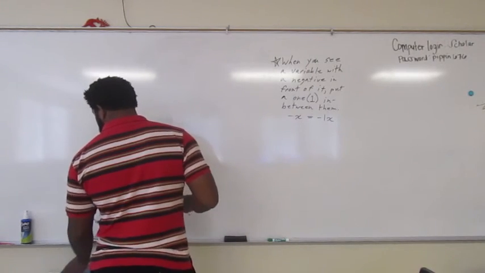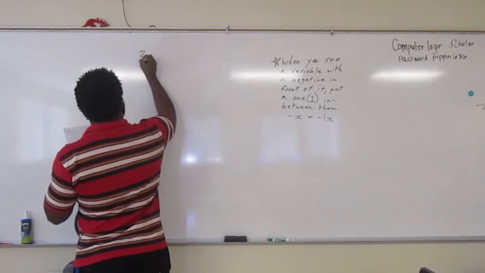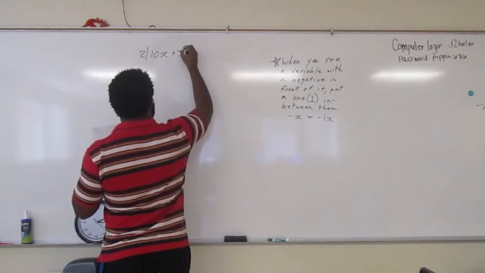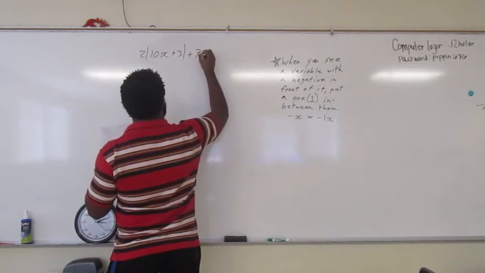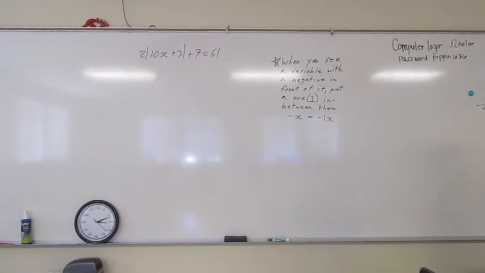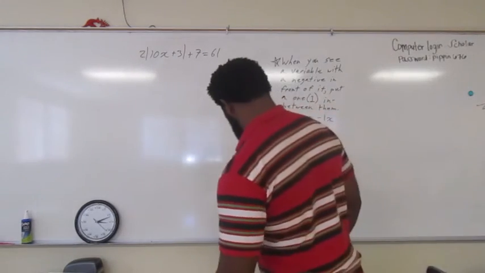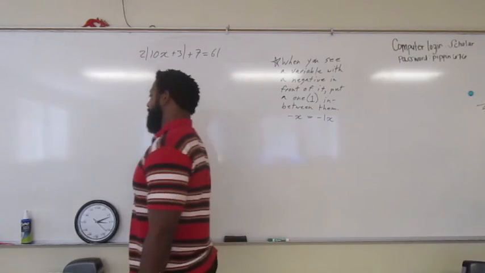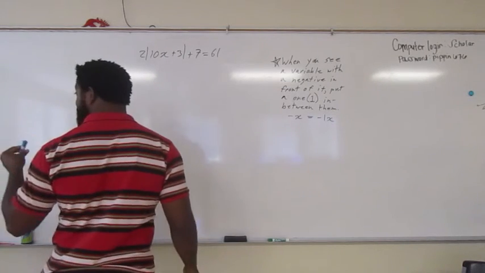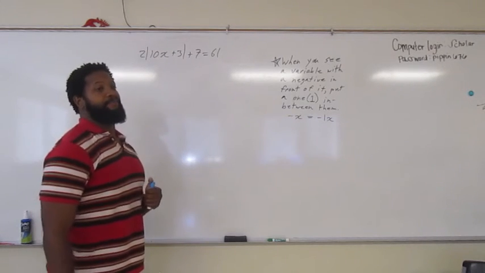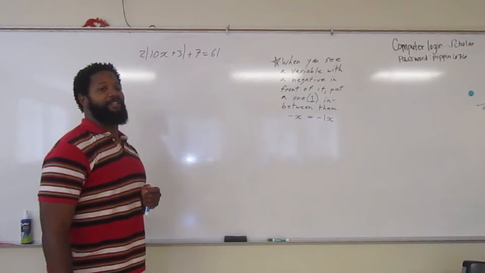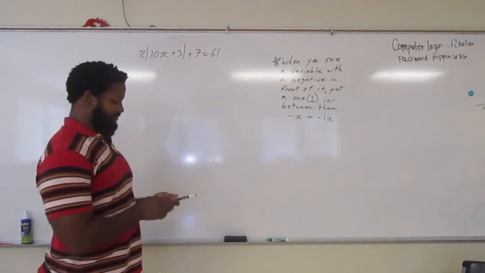So, we have 2 times the absolute value of 10x plus 3 plus 7 is equal to 61. Okay, so, first thing we do, box up the absolute value.